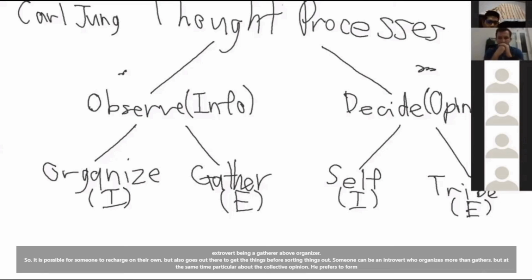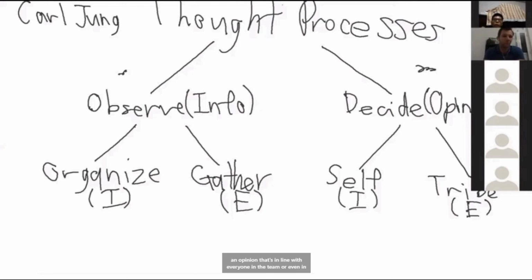It's also possible for someone to be an introvert because he organizes more than he gathers, but at the same time, he's particular about what's the collective opinion that everyone has. So he prefers to form an opinion that's in line with everyone in the team, or even in line with at least 70 or 80% of this team.